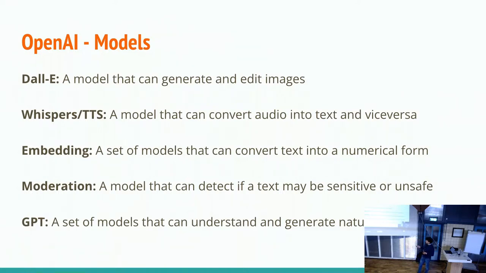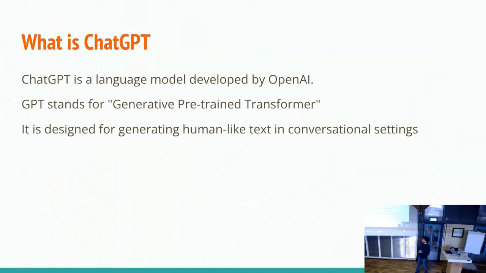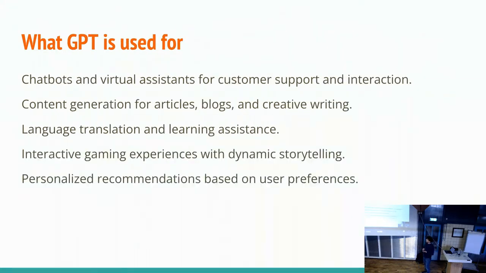Then we have the moderation, which is a model that can detect if a text is sensitive or safe. And then we have the GPT models that we all know. So GPT is generally a transformer that has been pre-trained, it is not trained on the data that we have at the moment. And it's designed to generate human-like text in conversational settings. What is it used for? We use it for chatbots and virtual assistants. We use it to generate and translate content, to generate dynamic storytelling in games, and for personalized recommendations based on user preferences.